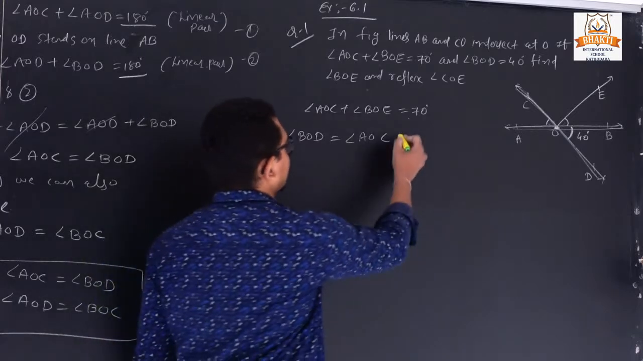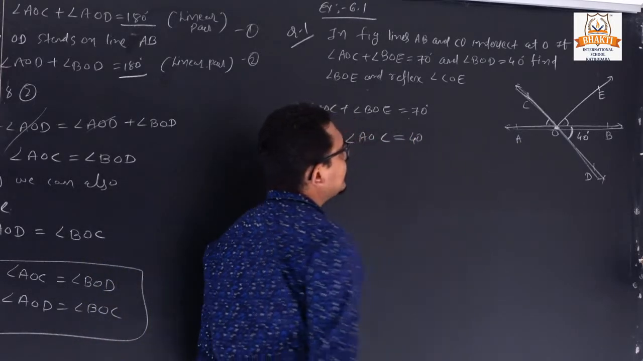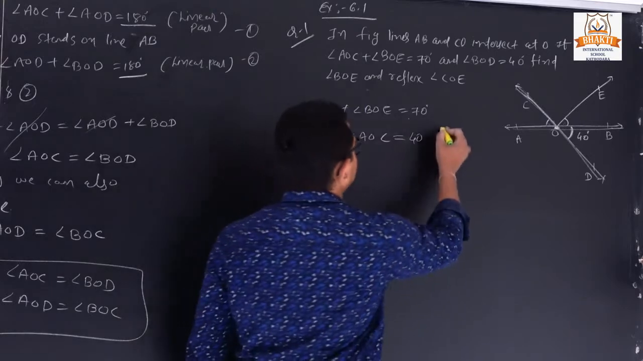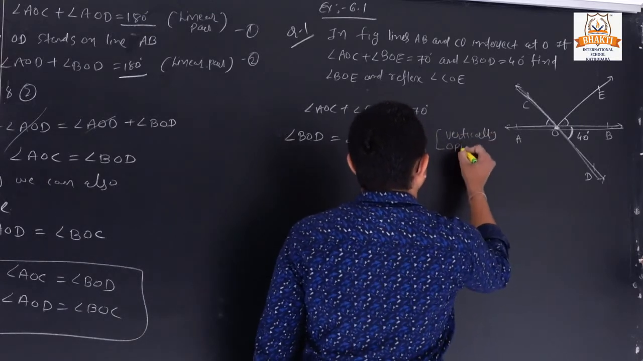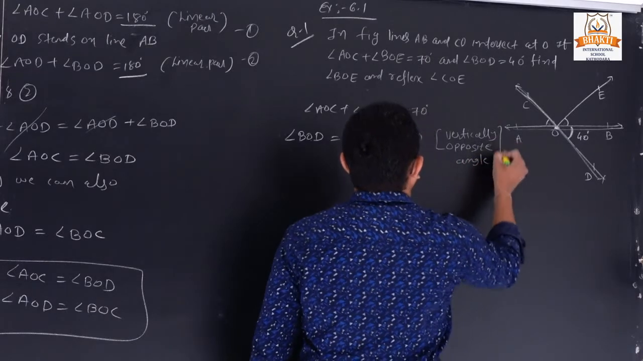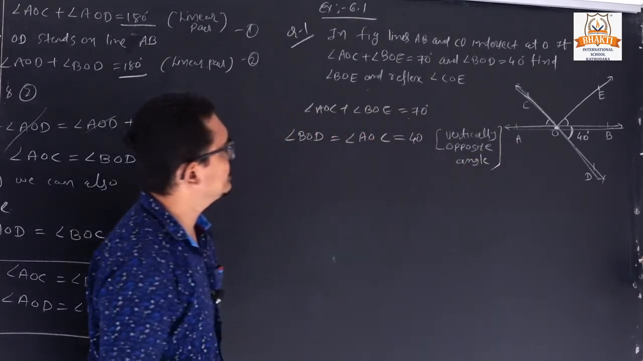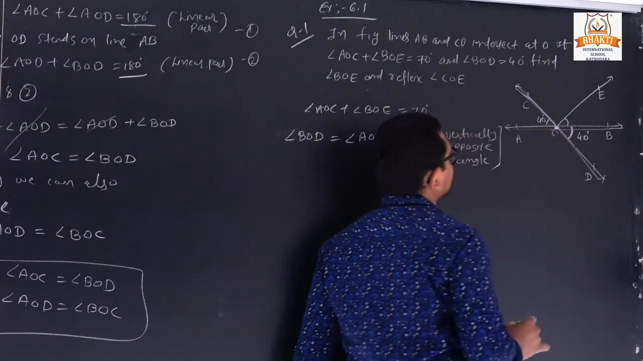Clear? And in brackets, BOD is equal to 40, so AOC is also 40 degrees. In brackets we can write vertically opposite angle. It is a vertically opposite angle. So this is 40, so it is also 40 degrees.